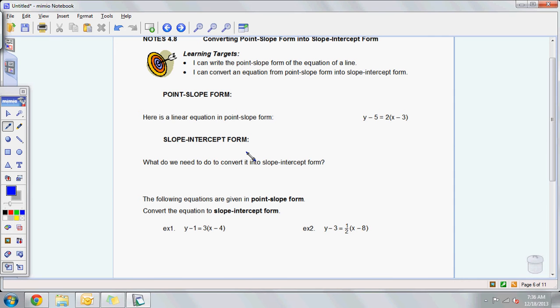Okay, so for 4.8 today, we're going to be doing some converting. Sorry, guys. So we're going to be doing converting. So that's changing one thing to another thing.